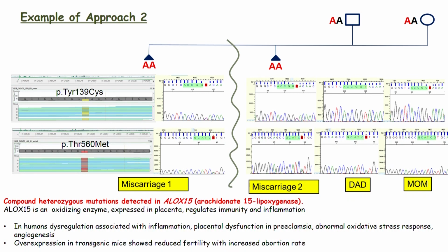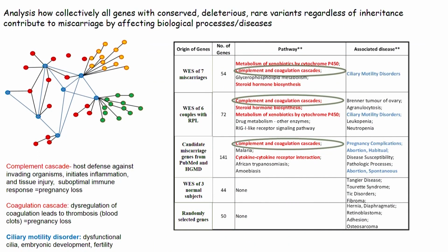Because it's an oxidizing enzyme expressed in placenta, and also regulates immunity and inflammation. In humans, the regulation of this gene is associated with inflammation and placental dysfunction in preeclampsia, abnormal oxidative stress response, and angiogenesis. And overexpression in the mouse showed reduced fertility with increased abortion rate, suggesting that it can be linked with recurrent pregnancy loss.